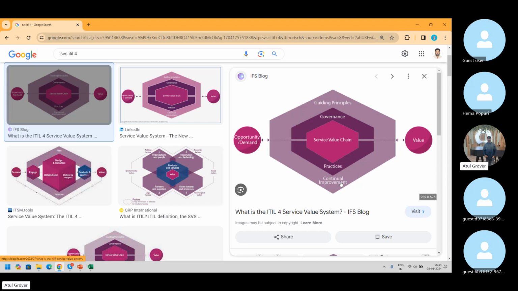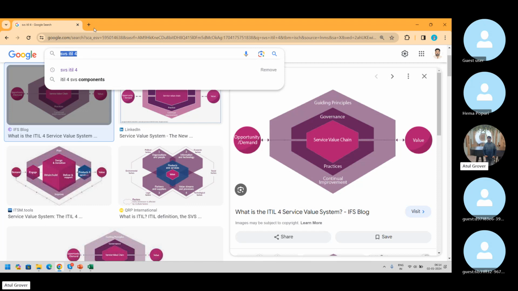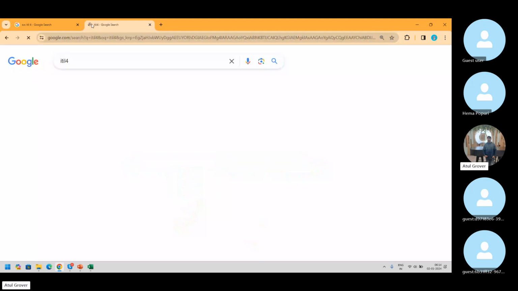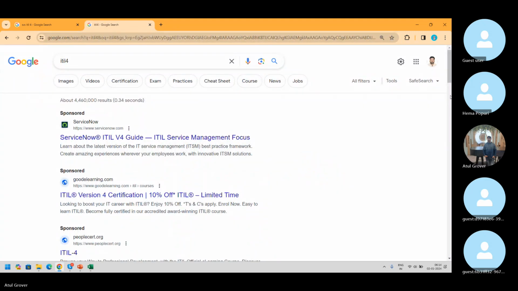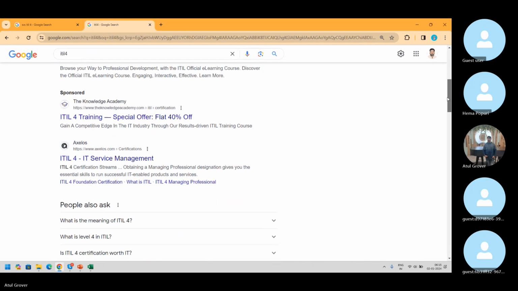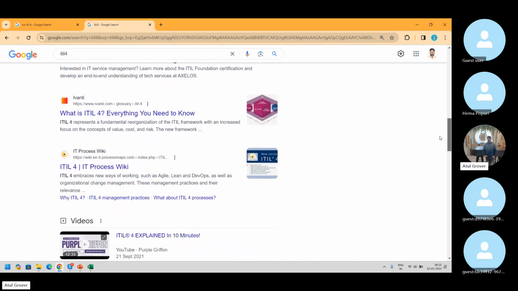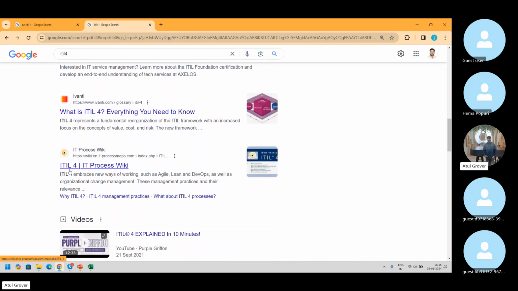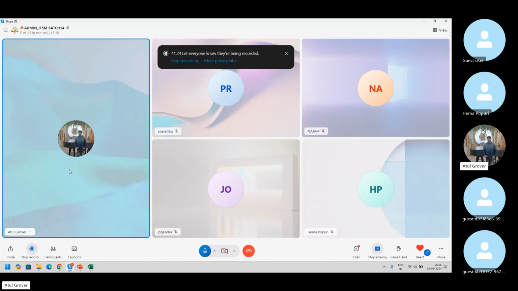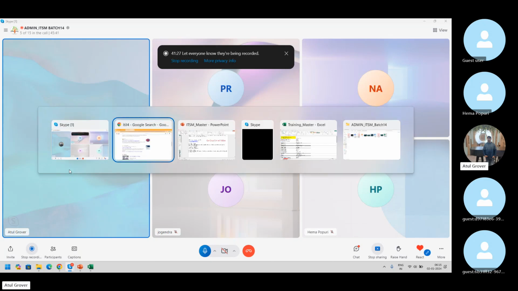Now, what is the homework for you guys? You go to Google, mention ITIL4, and you will get the first link of Wikipedia. Go and read. Watch the videos of ITIL4. See, understand these terms again: value, service, co-creation of value, guiding principle, governance. This is your homework. Don't worry, we still have time and we are going to continue with the same.